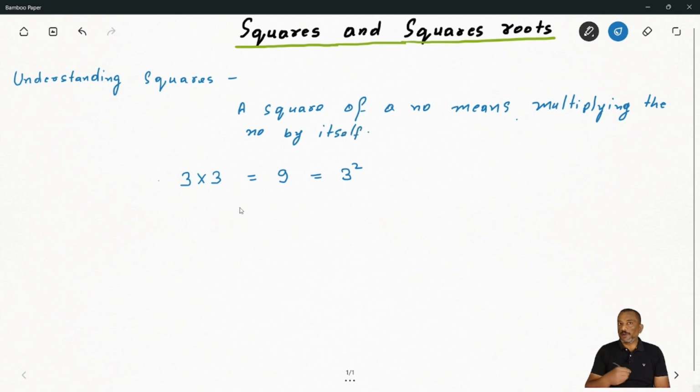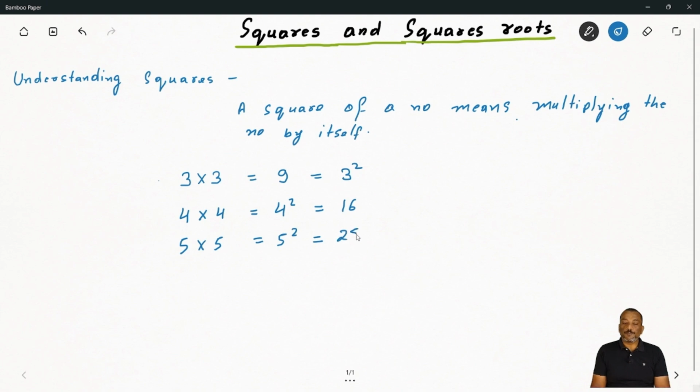So if there is any number in the world, like 3, its square is 9. Same way, if we multiply 4, you can see here, 4 times 4, meaning 4 is multiplying itself. So this one you will get 4 square, which means 4 square is 16. Same way you can see here 5. 5 will multiply itself, so you will get 5 square. So 5 square is how much?